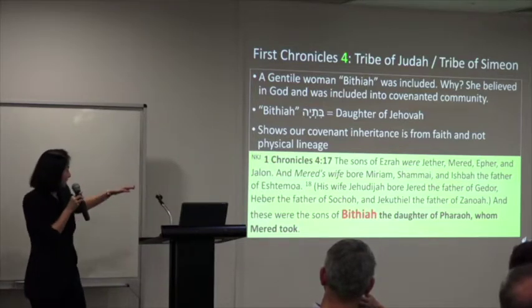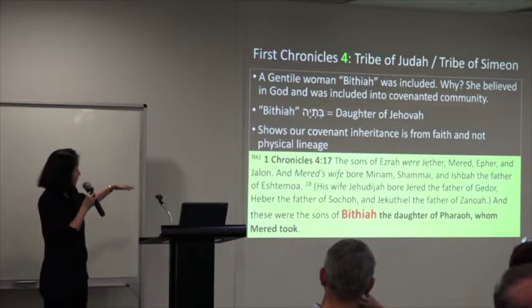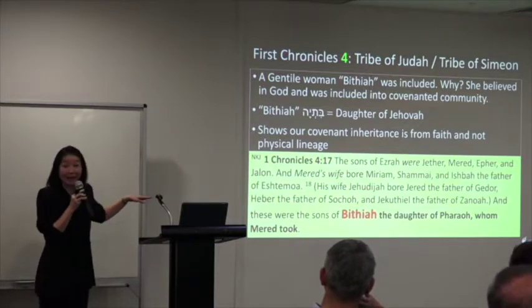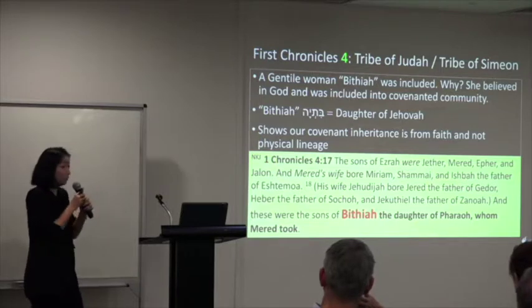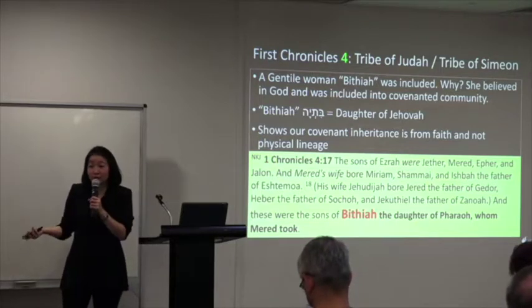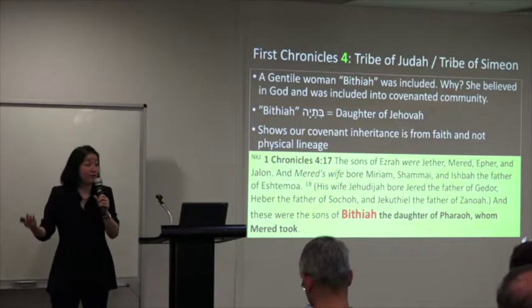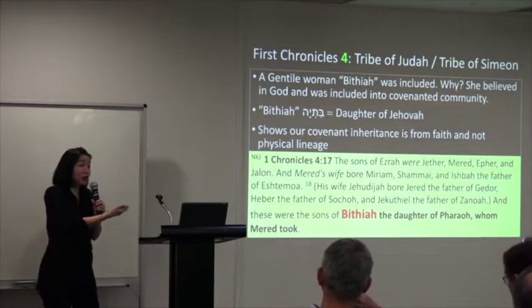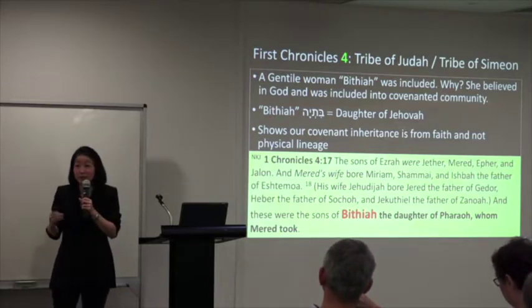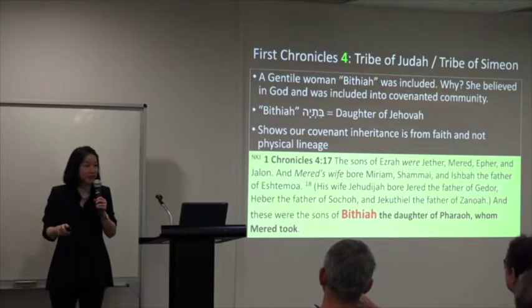What is important is the last line. And these were the sons of Bithiah, the daughter of Pharaoh, whom Mered took. So who is this Bithiah? She's a Gentile and a Pharaoh's princess. Why should her name be inside Chronicles when it's about Israel? Because of one thing. She had faith.